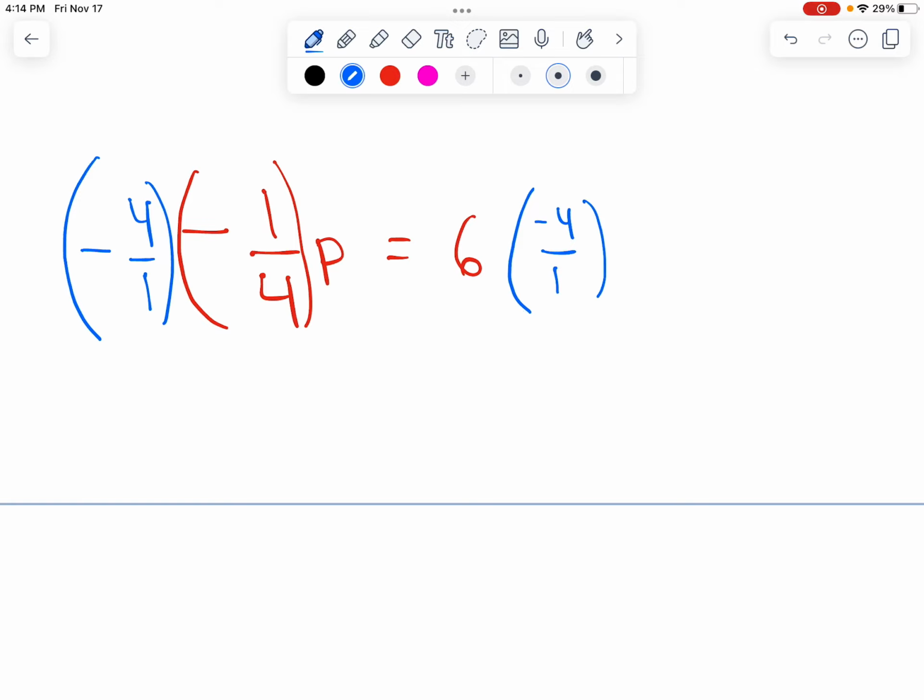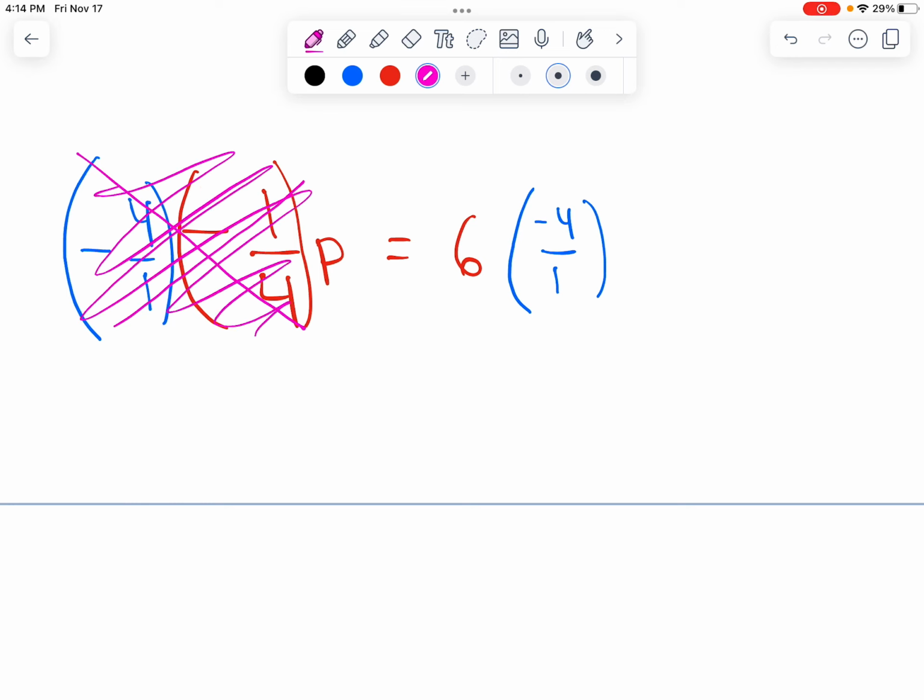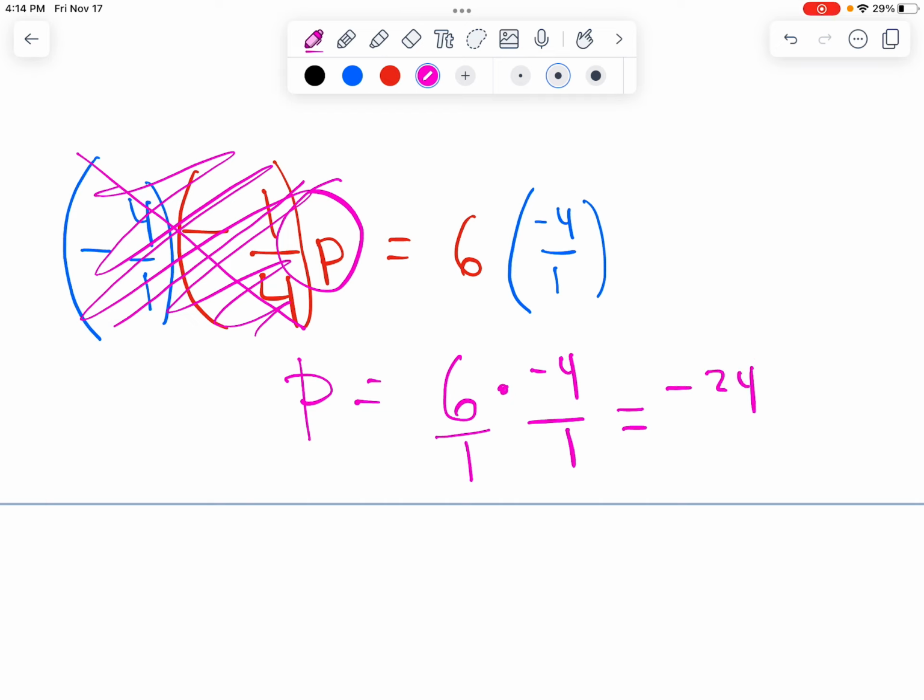So what happens? Well, the 4 and the 4 are going to cancel out. The 1 and the 1 cancel out, and the negative and negative make a positive, and that whole thing just gets wiped away, leaving behind the letter p. So now I have p is equal to whatever 6 times negative 4 over 1 is. Well, 6 is 6 over 1. So again, with fractions, you multiply the tops across. 6 times negative 4 is negative 24, and 1 times 1 is just 1. And so your answer is p equals negative 24.